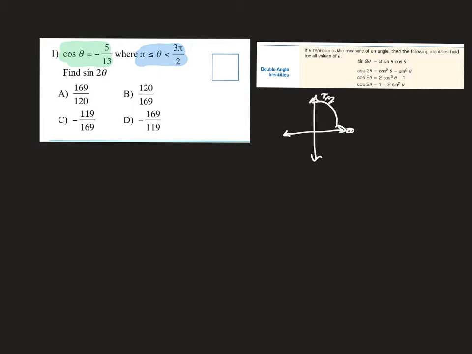Pi over 2 is up here. Here's pi, and here's 3 pi over 2. So if our angle is between pi and 3 pi over 2, it's down here somewhere in the third quadrant. The main thing you need to know is both coordinates in the ordered pairs are negative, meaning the sine and the cosine both have negative values there. And you can see that the cosine of theta is negative 5/13. When we find the sine value, we need to make sure that we have a negative for that as well.